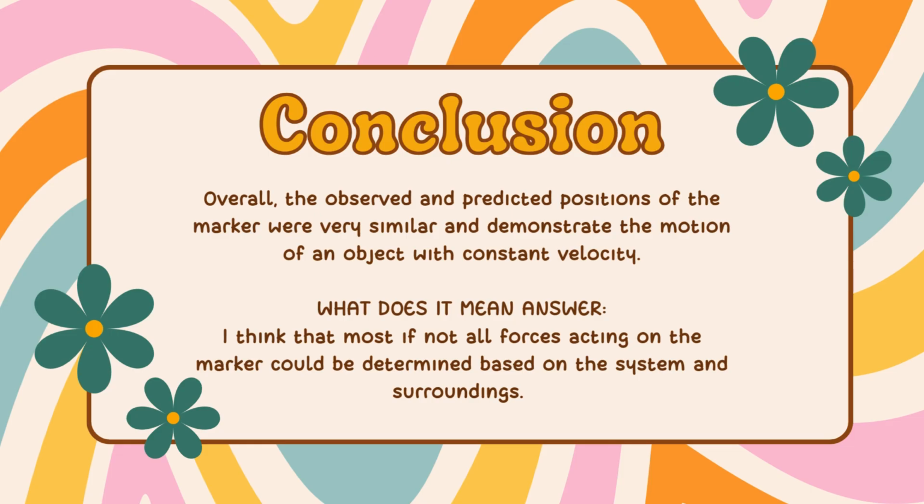So in conclusion, the observed and predicted positions were very similar and demonstrated the motion of the object the same, which means that we probably did the predicted part right. And to answer the what does it mean question, I think that most forces could be determined since it's only moving in the x direction. Gravity wouldn't really factor into it, but things like friction, which is a contact force from the table, could also be factored in, and also maybe air resistance, but there aren't many other forces that could be acting on it. But I think we could figure out most, if not all of them.